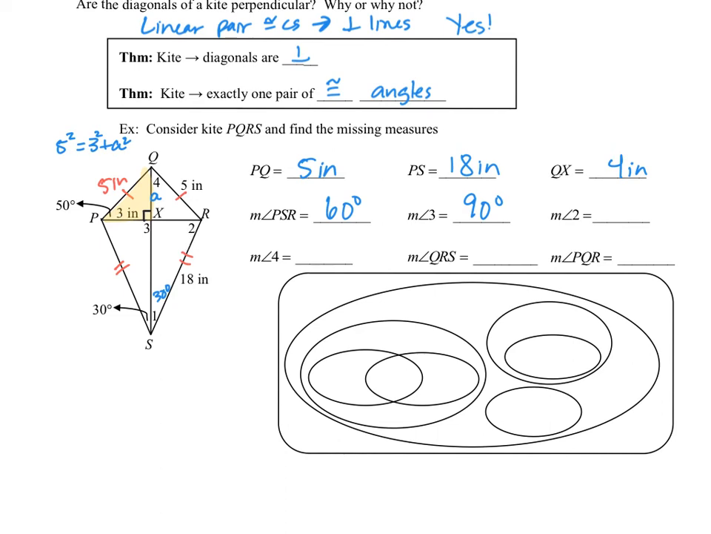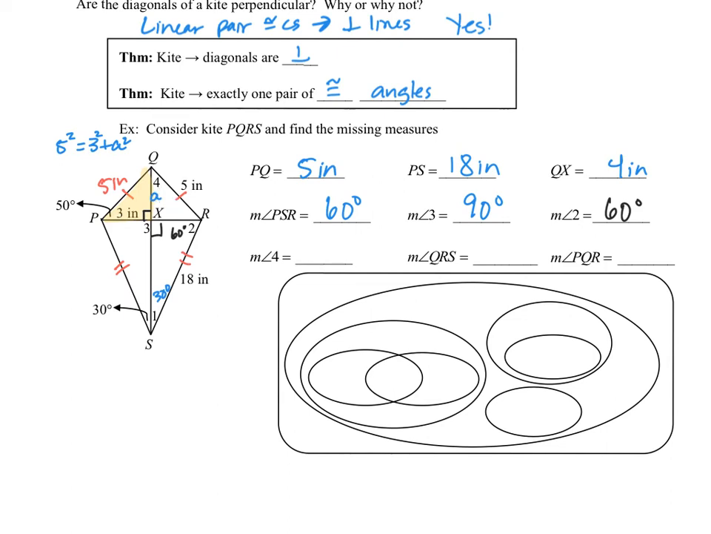Well, let's see. If 3 is 90 degrees, then this is a 90-degree angle. Okay? So in this triangle, remember the acute angles of a right triangle are complementary. So if this angle is 30 degrees, angle 2 is going to be 60 degrees. Okay, so that's 60 degrees. All right. Next, we're going to find the measure of angle 4, which is this angle right here.